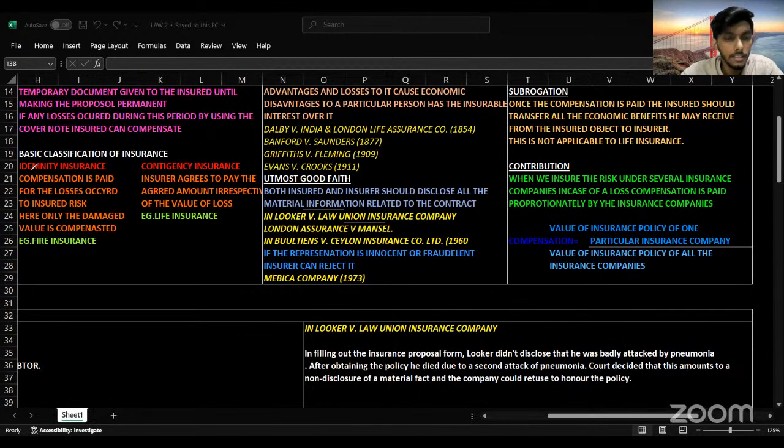Next one. So, when it comes to indemnity insurance, compensation is paid for the losses occurred to the insurer. Here only the damage value will be compensated. The insurer agrees to pay the agreed amount irrespective of the value of the indemnity. You know what the indemnity principle is, right?